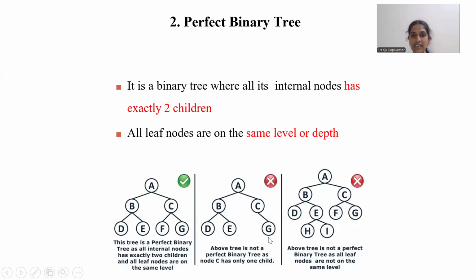Coming to the second example, we can again see B and C are the internal nodes, where B has 2 children, whereas the node C does not have 2 children; it has only 1 child.